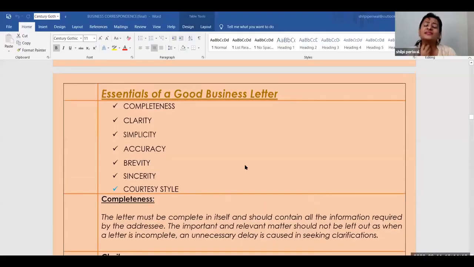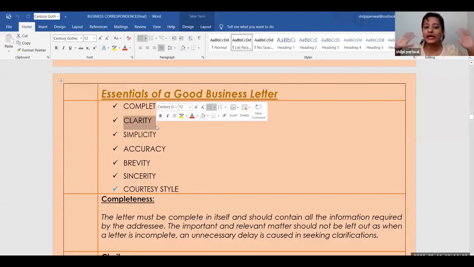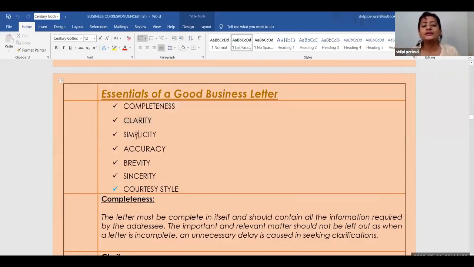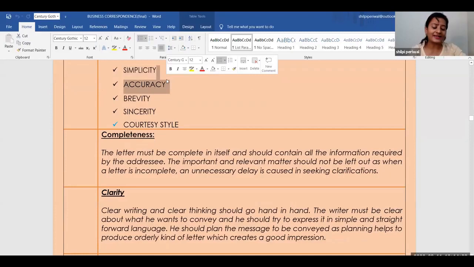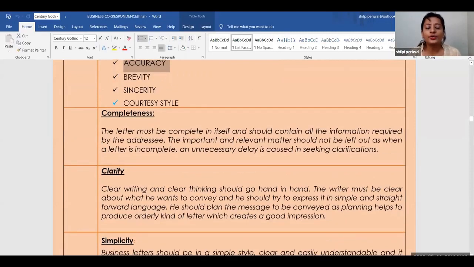Essentials of a good business letter is very simple. It should be a complete letter. There should be clarity. Clarity means whatever you're saying should be clearly understood, okay? And you should do it in as simple a word as possible. Simplicity means don't try to confuse something by writing 3, 4 big sentences about it, okay? It should be accurate. Just tell what you are coming here to tell. Don't give backstory, end story, stories which is not required. Okay, accurate. Now, mark brevity is important. I'm going to explain brevity to you. You should be sincere about something and you should have courtesy in your letter.